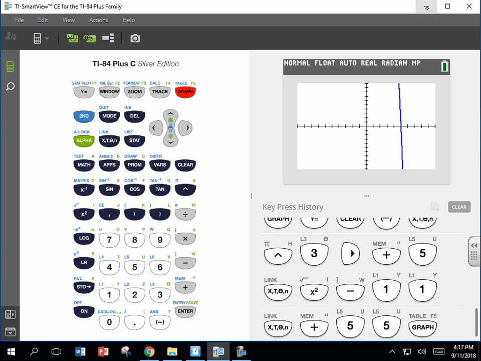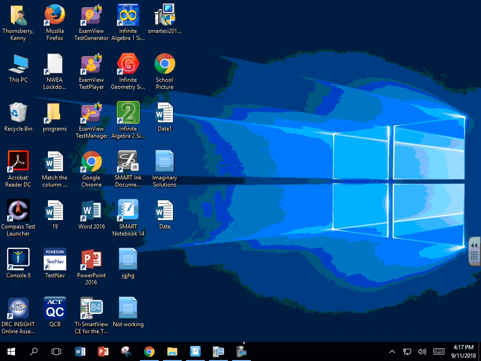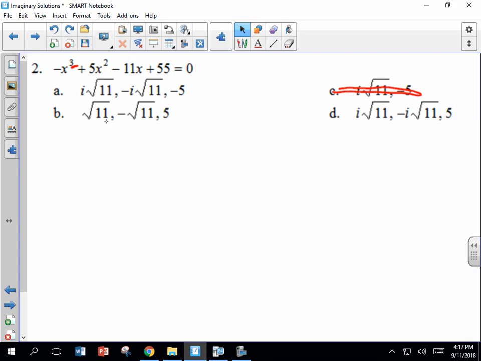However many times it crosses the x-axis is how many real solutions we have. So we're only looking for a problem that has 1 real solution. This one has 1 real, 2 imaginary. That's what we're looking for. This one has 3 real, not a possibility. This one, 2 imaginary, 1 real. Okay, so now we've got it narrowed down.